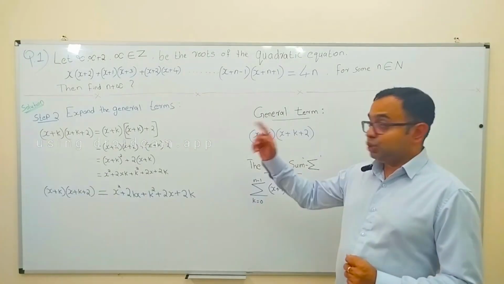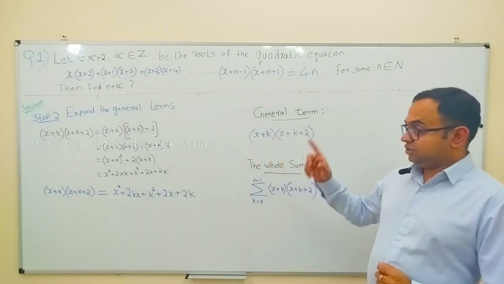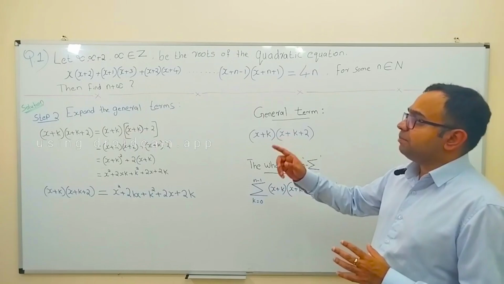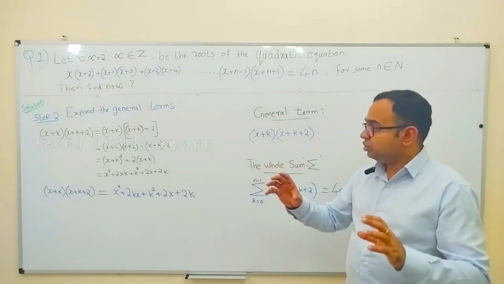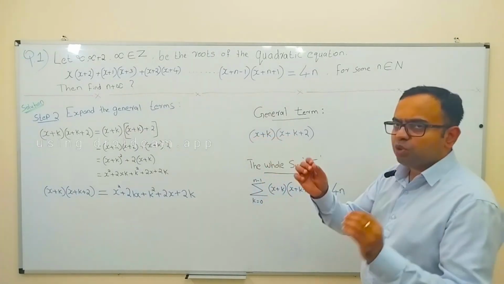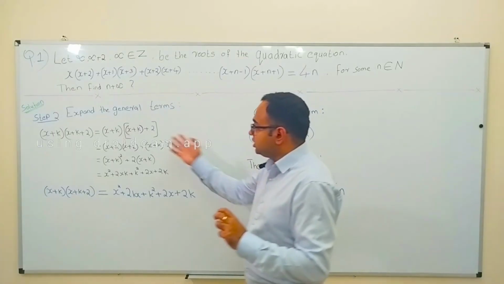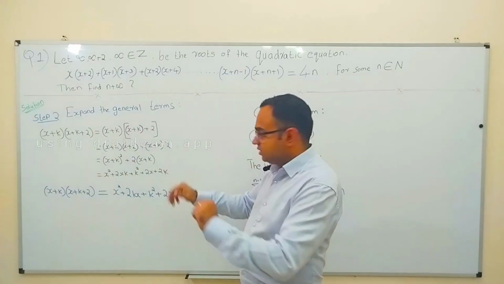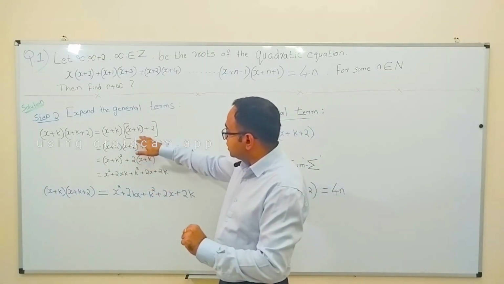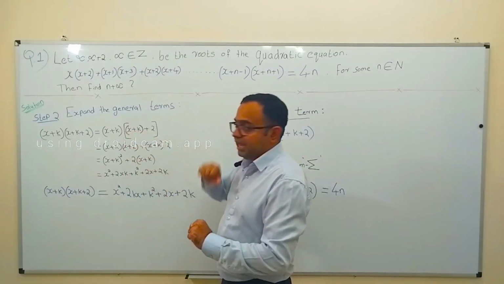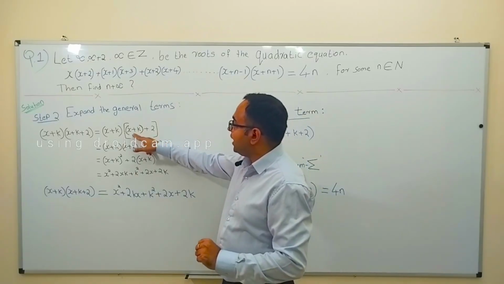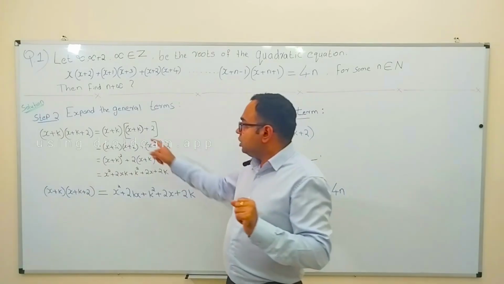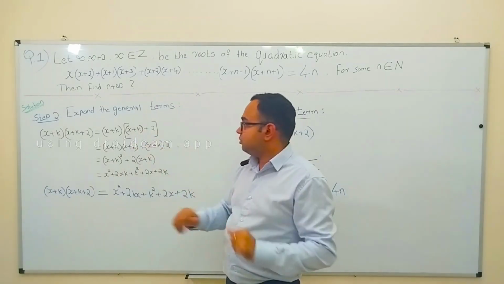Now step number 2, expand the general term. So we are going to expand x plus k times x plus k plus 2. We are doing a small trick to expand these terms easily. First is x plus k. Keep that x plus k as it is. But inside the right hand bracket, we are making x plus k into a single term. So we use the two brackets and make x plus k a single term, plus 2.